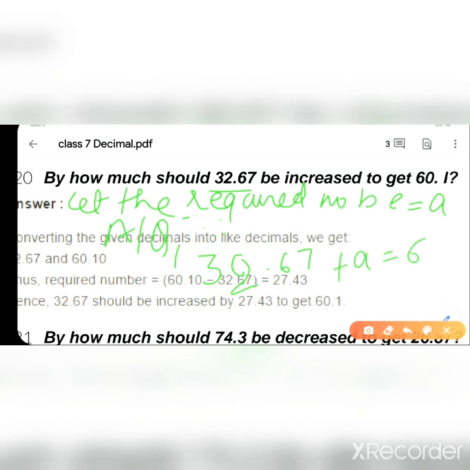Increase means addition, remember, to get 60.1, and the same thing would be followed here. A is positive here, a is not changing its side, and 32.67 is going to change its side. I'm writing it here just in column, and then you can find the difference of them. The answer would be 27.43.